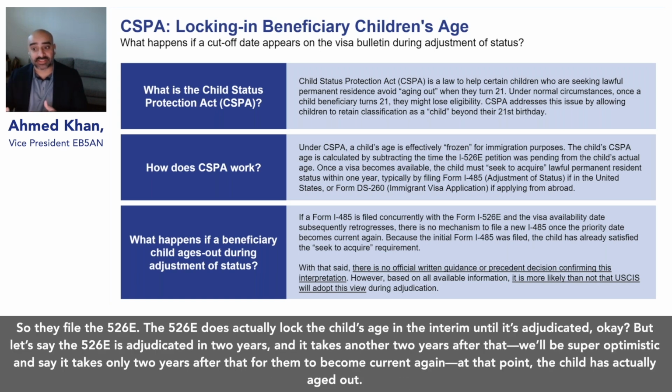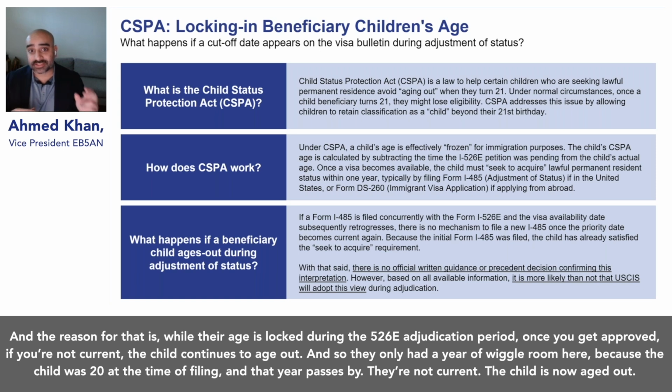So they filed the I-526E. The I-526E does actually lock the child's age in the interim until it's adjudicated, okay? But let's say the I-526E is adjudicated in 2 years, and it takes another 2 years after that. We'll be super optimistic and say it takes only 2 years after that for them to become current again. At that point, the child has actually aged out. And the reason for that is, while their age is locked during the I-526E adjudication period, once you get approved, if you're not current, the child continues to age out.